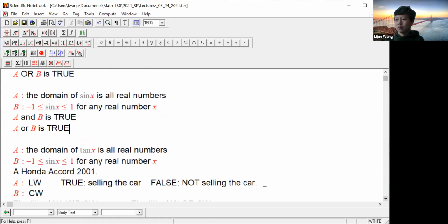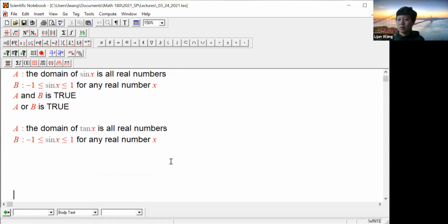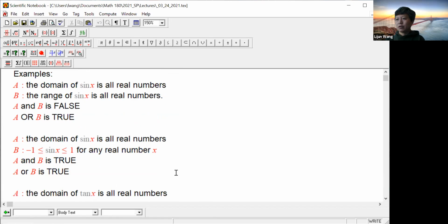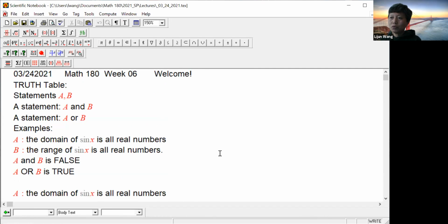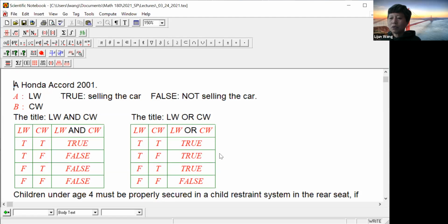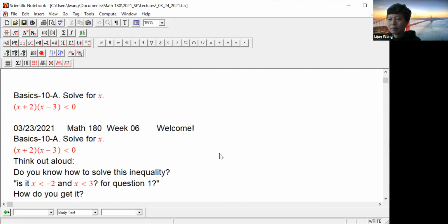Now, for the last one, I don't think we need to go over the last one, right? Do we need to go over the last one? We don't need to. You both are false, that's false, right? In this case, both are true. I don't think we need to go through any further statements. Now, with the truth table behind us, I think we're ready to attack 10A.